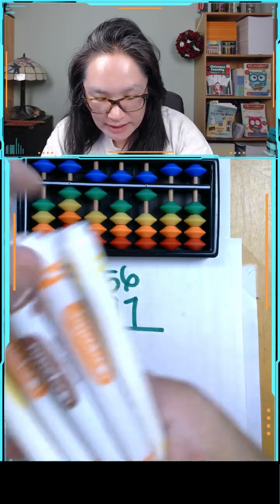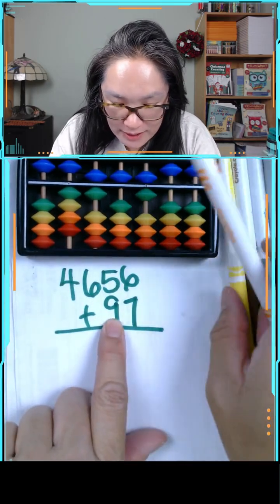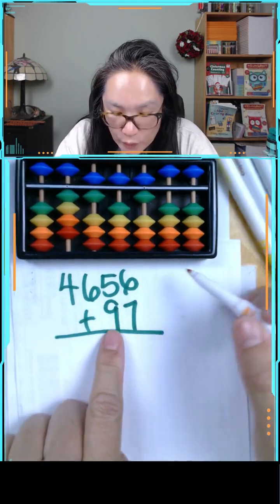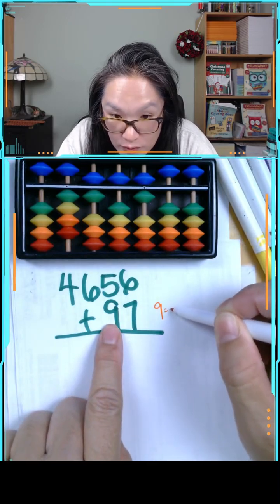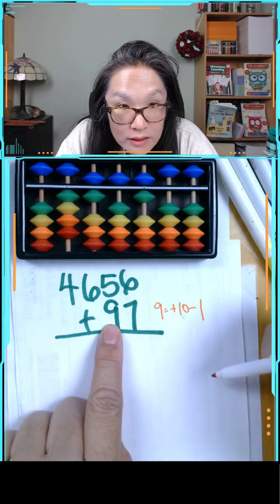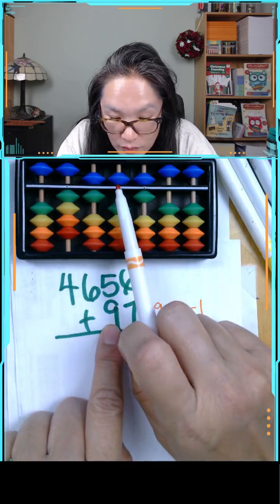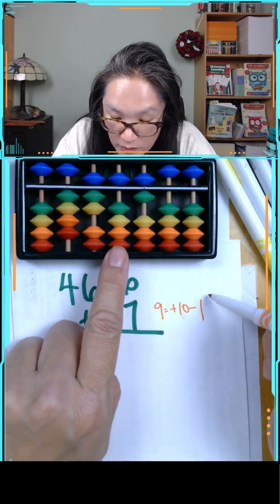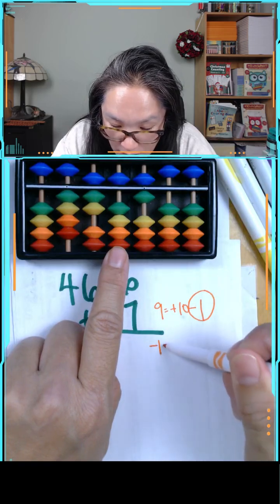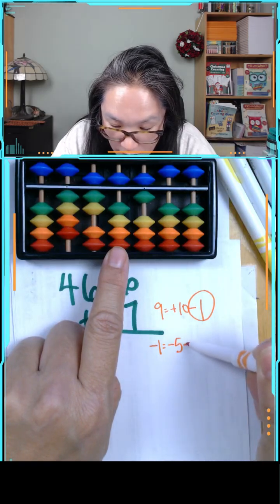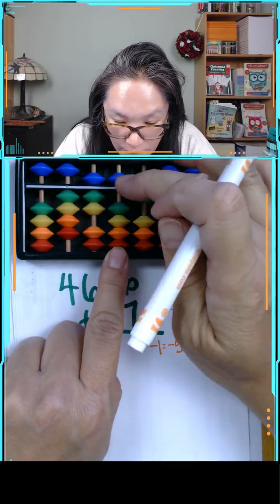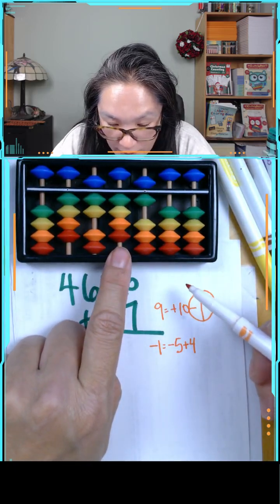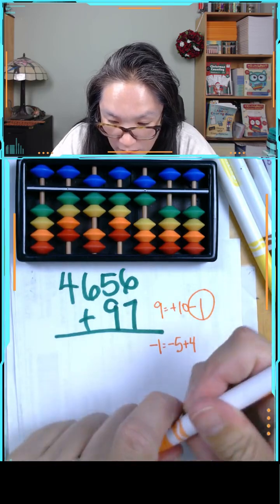So we have 4,656. This will be easy. Take it slow. We want to take the 9. How do we add the 9? We know 9 is equal to plus the 10 minus the 1. So we want to add 9 here. We want to plus the 10 minus the 1. Cannot minus the 1. What do you do here? Minus the 1 is equal to minus the 5 plus the 4. Okay? Now we're done. Now we got to add the 7. I'm going to change color.